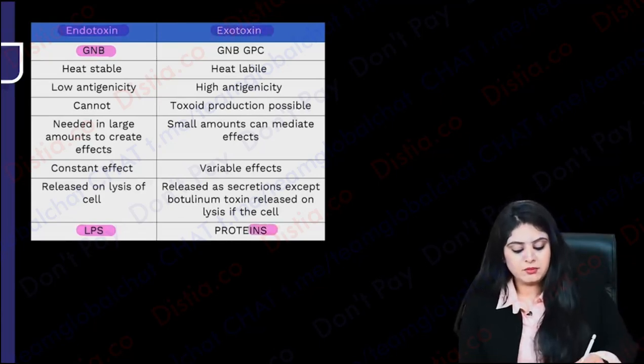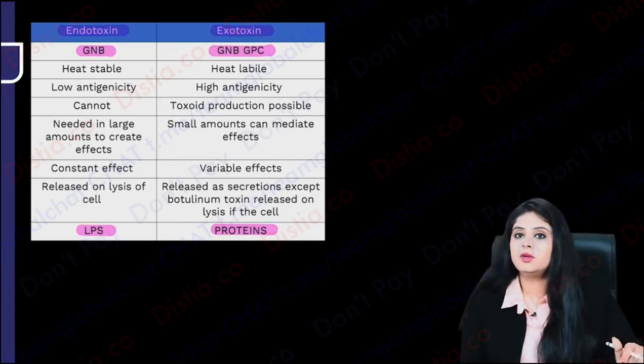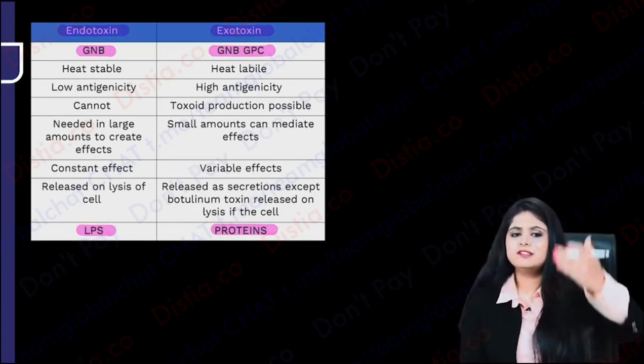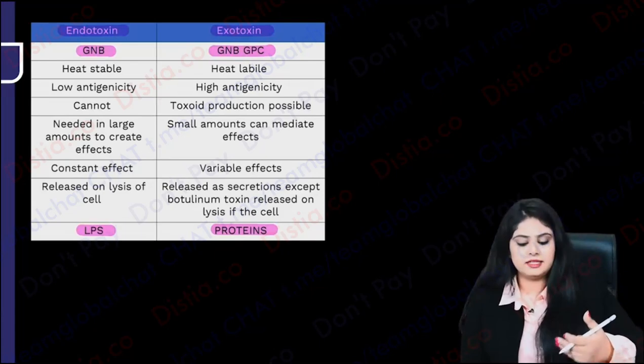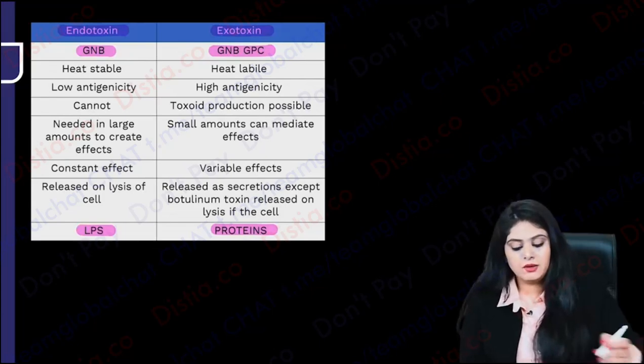It is not made up of lipopolysaccharide, it is made up of proteins, and it is present in both gram-negative as well as gram-positive cell wall. So it's the opposite. My advice is to learn one side, so let's remember endotoxin. Exotoxin we will be studying elsewhere.